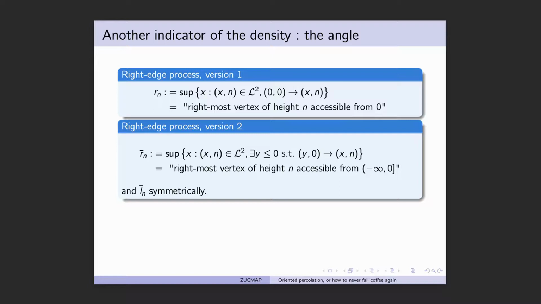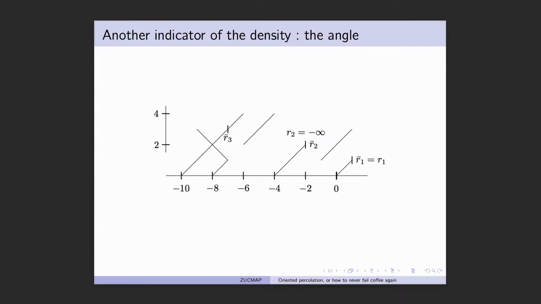and you can check that these are well defined almost surely. They are even integrable, so they are finite, whereas L_n and R_n might not be. So maybe I'll show you a picture. It's worth 1,000 words, right?